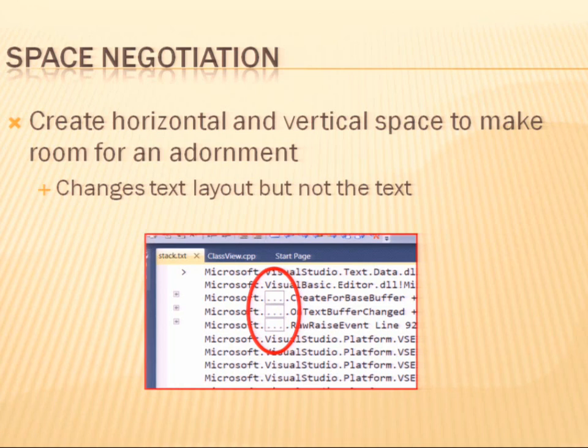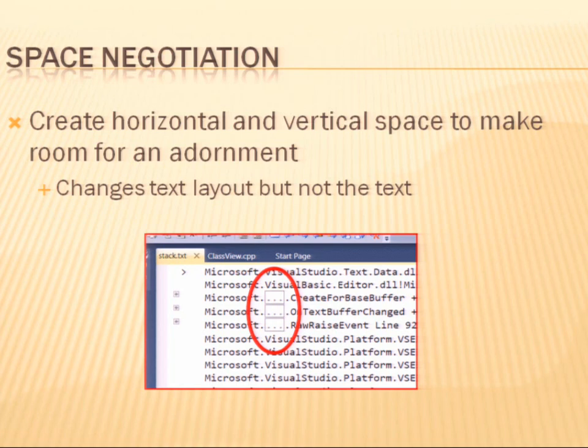So here's an example where we have some ad hoc outlining going on. Some text has been collapsed there and replaced with that thing with 3 dots on it, which is an adornment. So I'll talk later about how the text is caused to go away, but from the point of view of the text view, there is no text between here and here. And so this adornment is using space negotiation to create some horizontal space in which to draw itself.